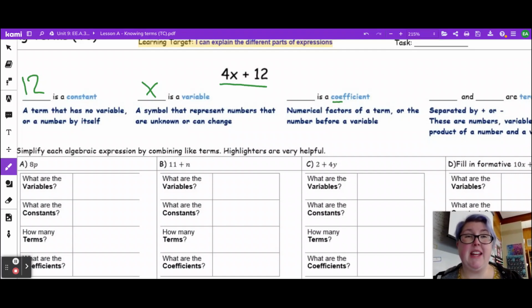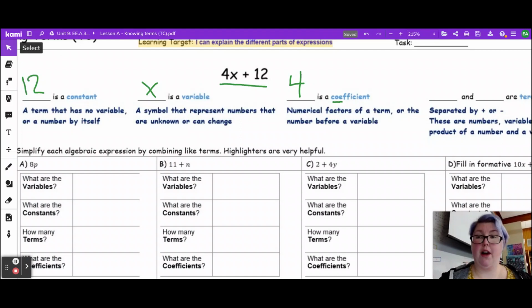So next is the coefficient. Co means with. So like co-worker, cooperation, it means with. And 4 is our coefficient. It is the number with the variable. They go together. They are then one term.